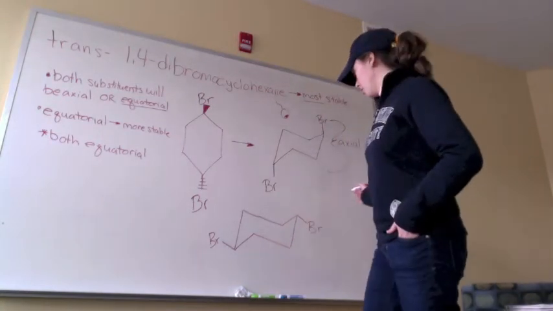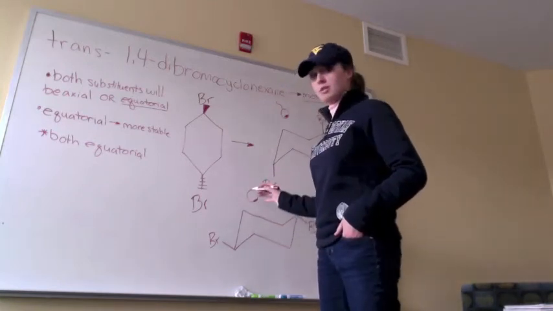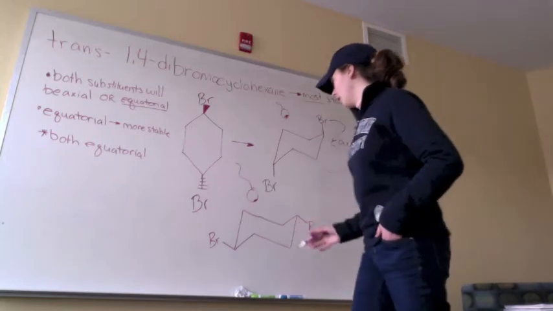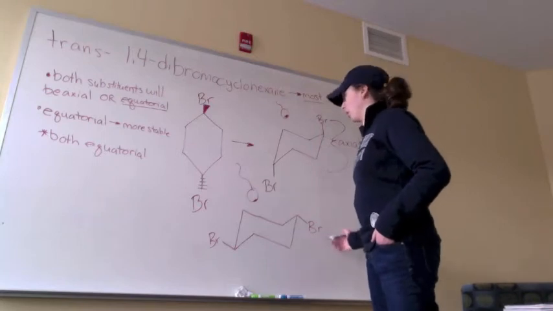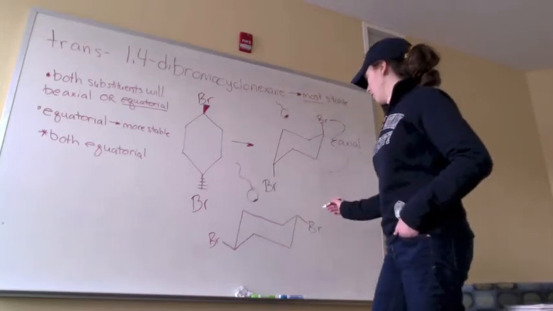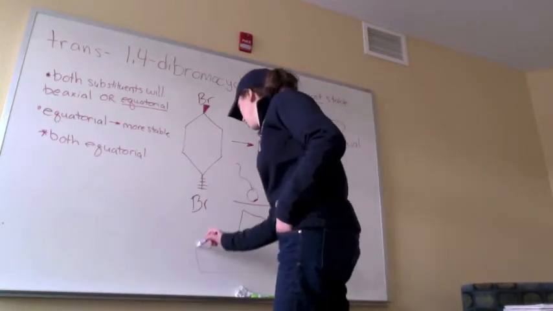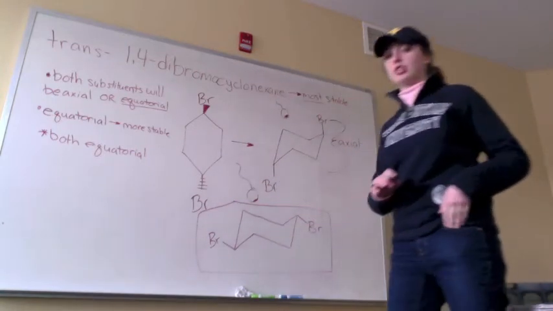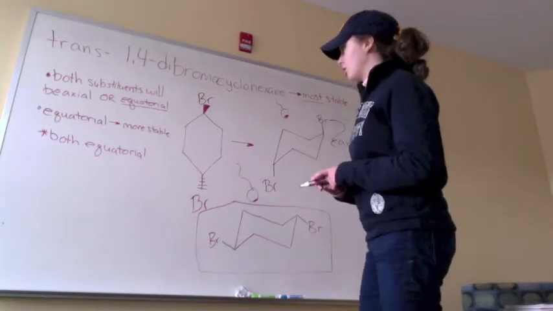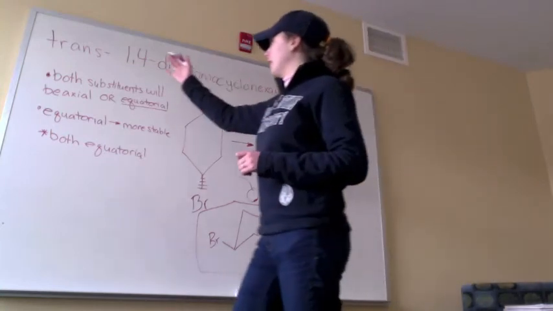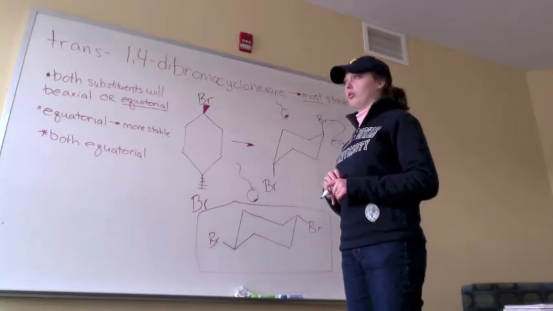Therefore, this is still correct, because if I once again look at it from this position with my eyeball, there is a bromide coming towards me, and there's a bromide going away from me. This would be the most stable version of trans-1,4-dibromocyclohexane.